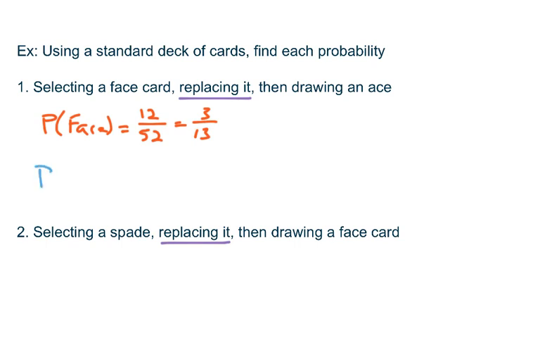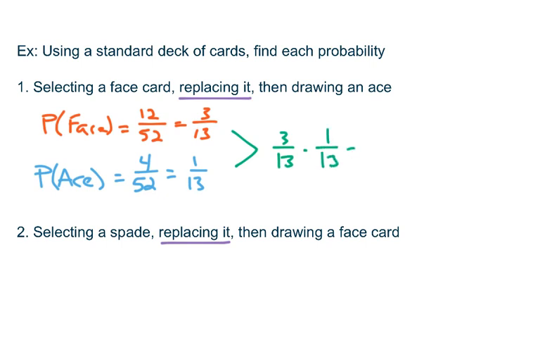Now the probability that we get an ace. We put the card back, and now we draw one card, and we're looking for the probability that we get an ace. There are 4 aces in the deck out of the 52 cards. 4 over 52 simplifies down to 1 over 13. Once we get these two numbers, all we need to do is multiply them. This becomes 3/13 times 1/13, and we multiply straight across. 3 times 1 is 3. 13 times 13 is 169.